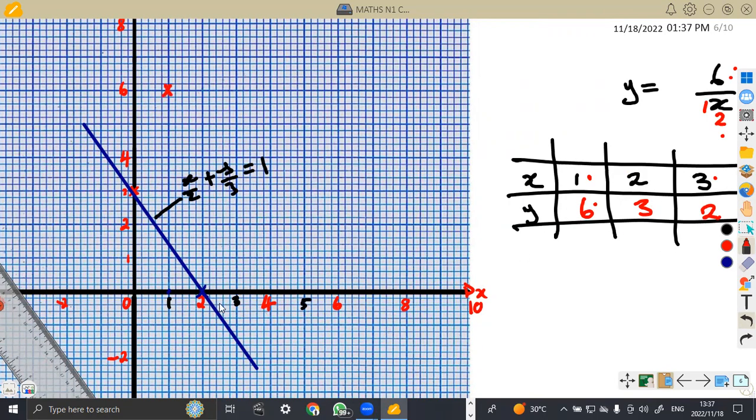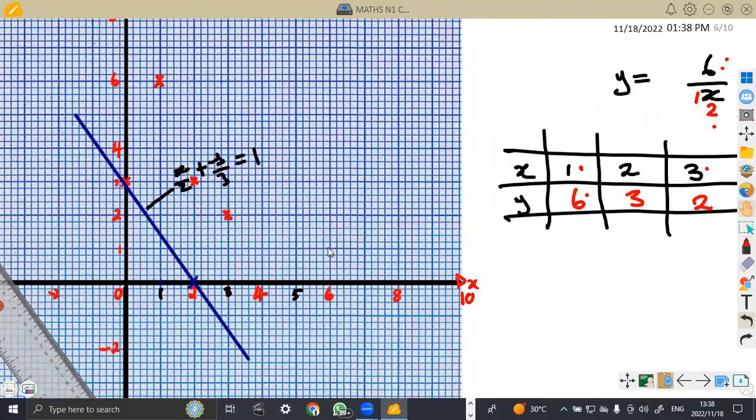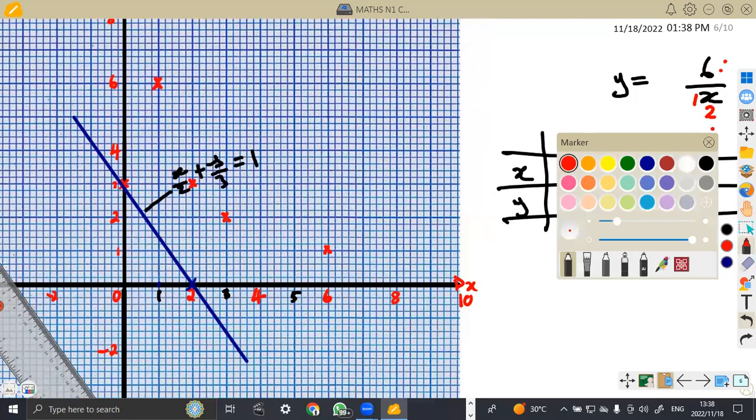2 versus 3, that's 2 here versus 3, somewhere here. When x is 3, y is 2, which is somewhere here. And the last one was 6 versus 1, which is somewhere here. Okay, so from this part, you can join these points to have your graph.